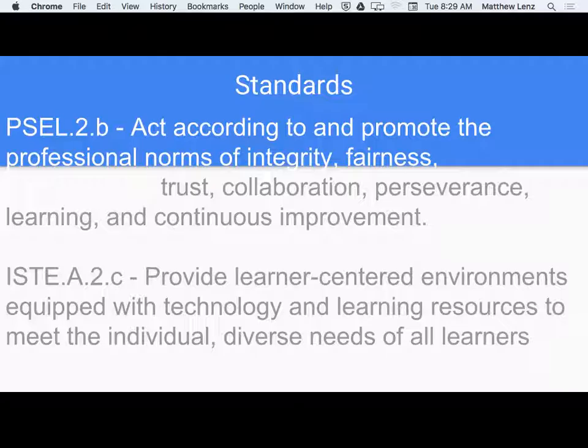So the two standards that I had here: act according to and promote the professional norms of integrity, fairness, transparency, trust, collaboration, perseverance, learning, and continuous improvement. And then from ISTE: provide learner-centered environments equipped with technology and learning resources to meet the individual diverse needs of all students. Again, if we just make sure that we're meeting the needs of our students and making them feel like they have a voice and that they're safe, a lot of this is avoided.